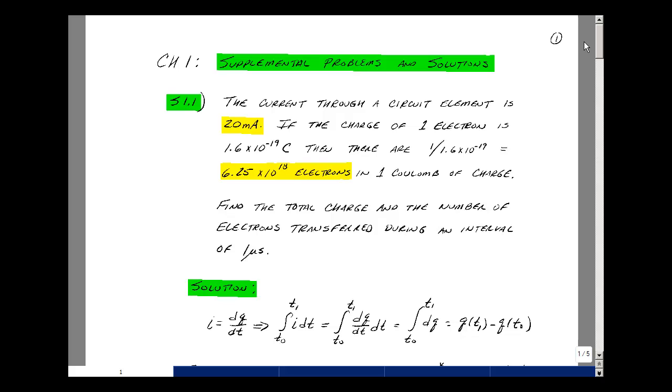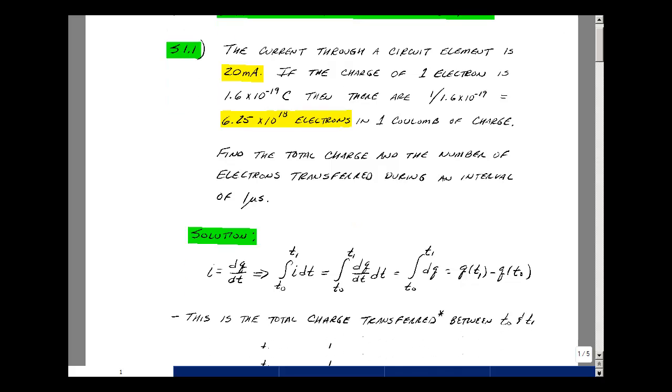This one is Supplemental Problem 1.1, as the beginning of that section of supplemental problems. Suppose that I have a current through a circuit element that's a constant 20 milliamps. If the charge on one electron is 1.6 times 10 to the minus 19th coulombs, then there are 1 over 1.6 times 10 to the minus 19th electrons in 1 coulomb of charge. And of course, this is a very large number. We find the total charge and the number of electrons transferred during an interval of 1 microsecond.